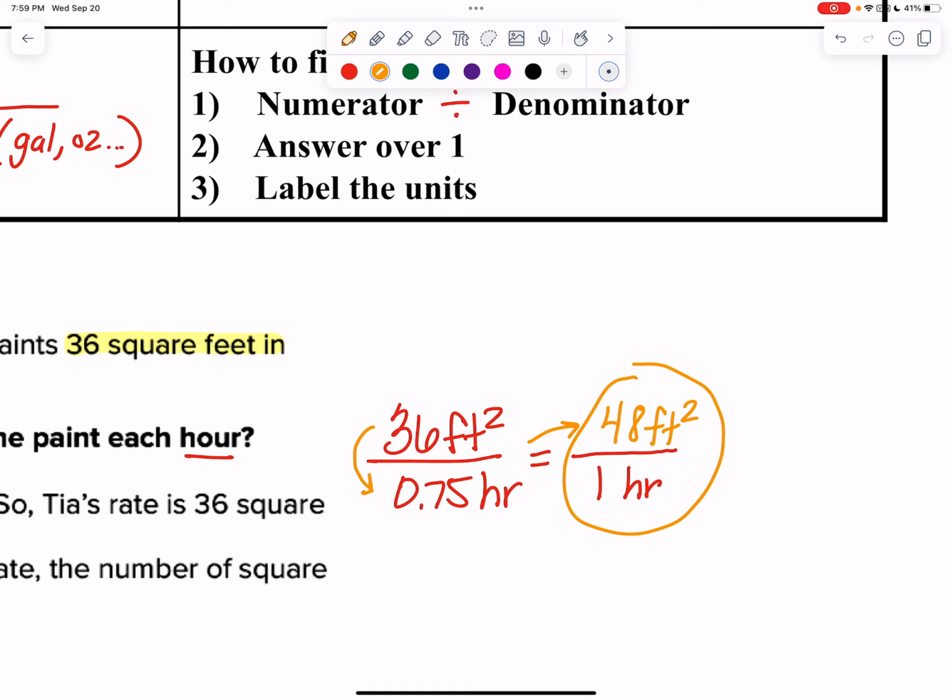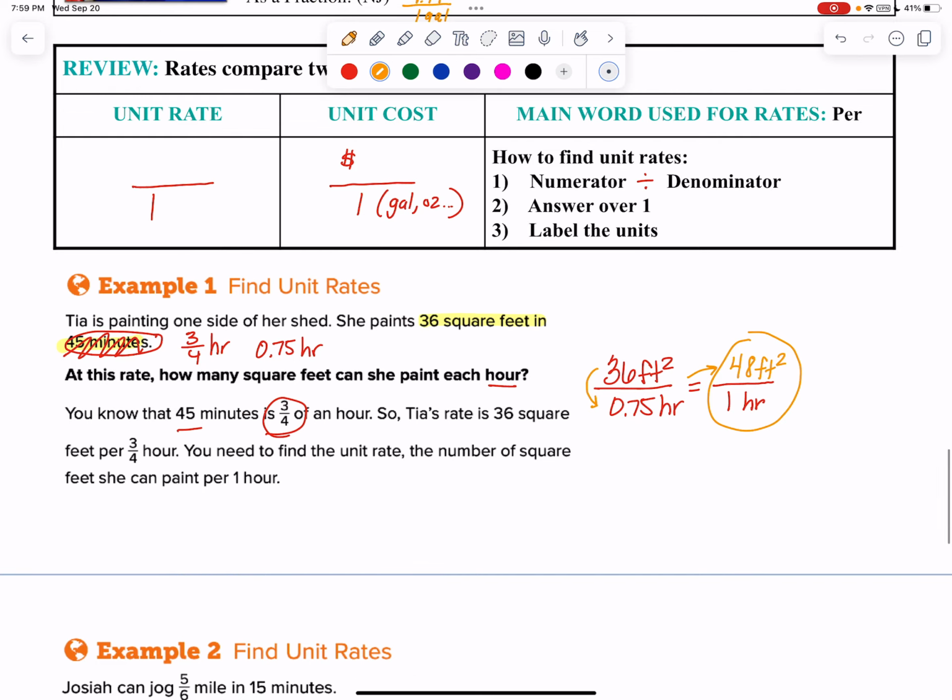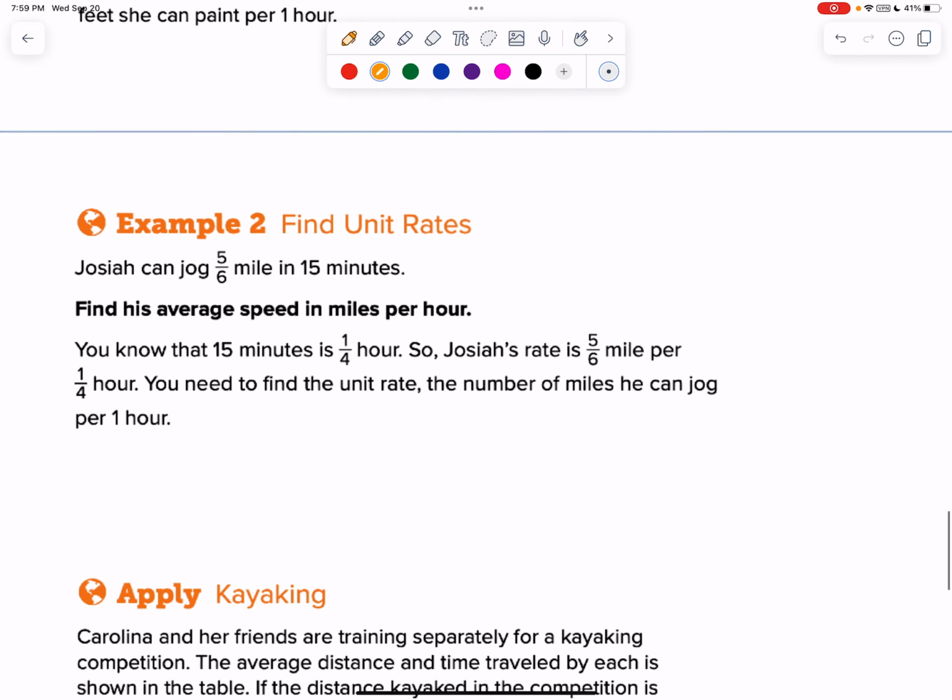If she can do 36 feet in a little under an hour, does it make sense that she can do 48 feet in an hour? Yeah, it does. Okay, so that's all you have to do. That's how to find unit rates. So let's try it again with this.